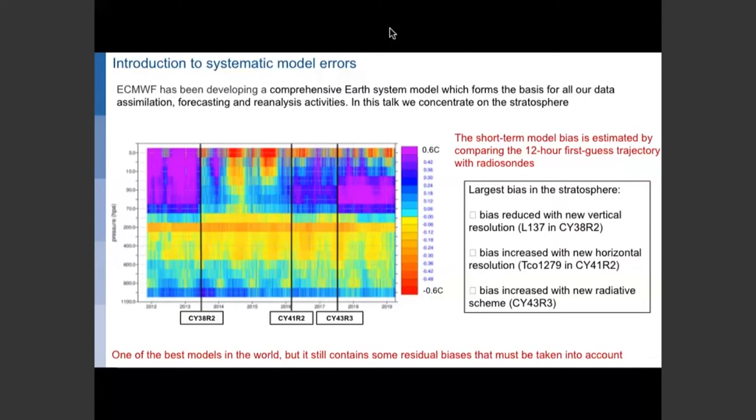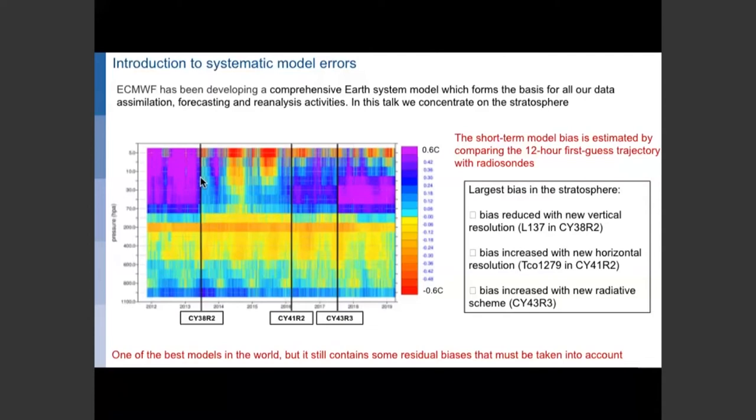And you see that over time, model biases have changed. The first thing you can see is that they are larger in the stratosphere, where you see these purple patches. And you've got some jumps over time as well. That's when we change our dynamical model. If we just quickly look at some of these jumps, the first one happened when we increased the vertical resolution. So by increasing the vertical resolution in the model, the biases reduced a lot.